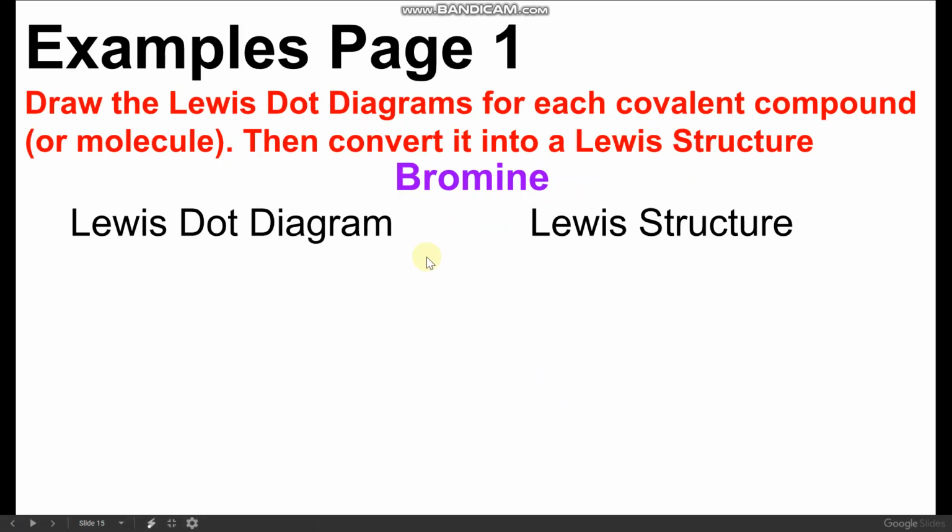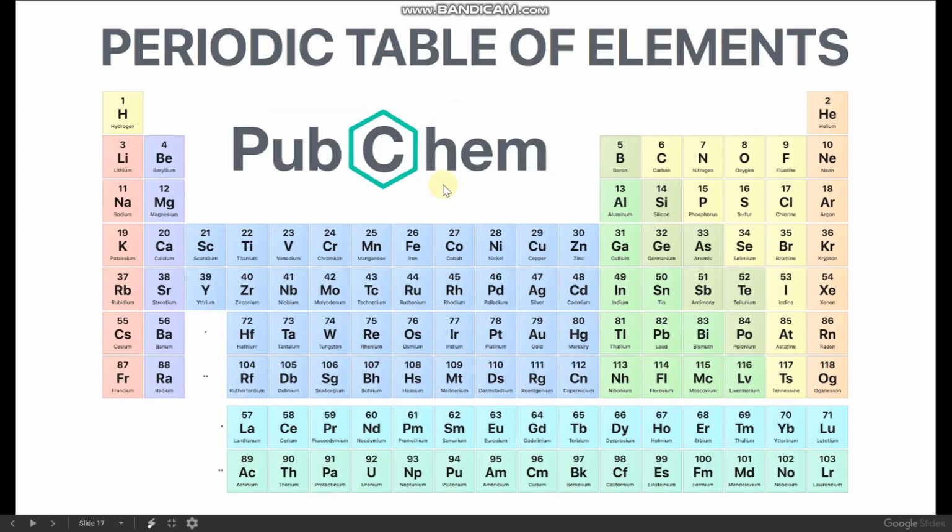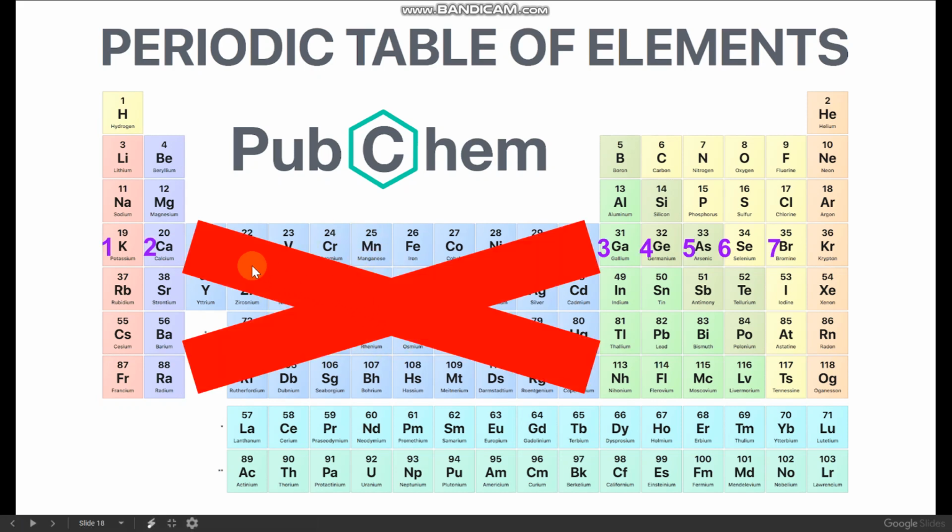Okay, so let's take a covalent molecule, bromine. Let's draw the Lewis dot diagram for it, and then we'll convert it into a Lewis structure. So we'll start off with bromine. Bromine is Br. If we look for it on the periodic table, bromine is right here. And so this is one of those ones where when you count across, you want to skip all of these elements in the middle here. So we're going to skip them. We're going to count 1, 2, 3, 4, 5, 6, 7. So bromine is the 7th element in its group.